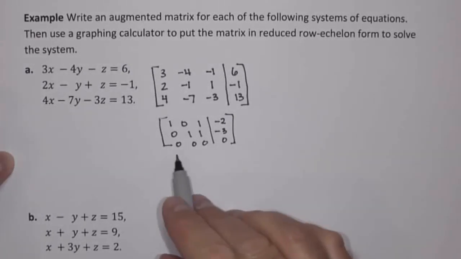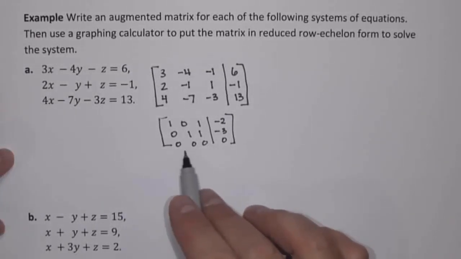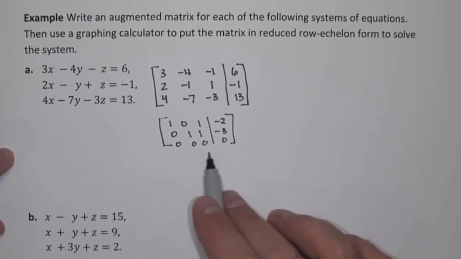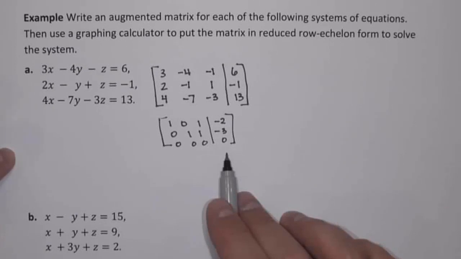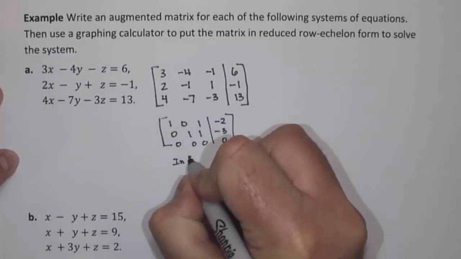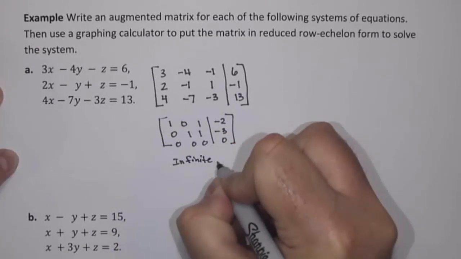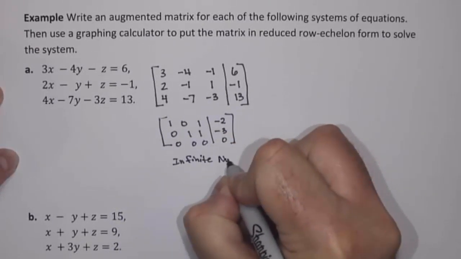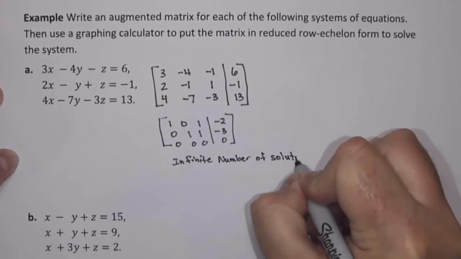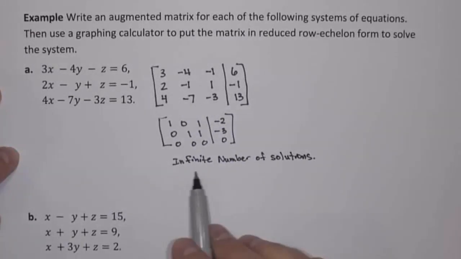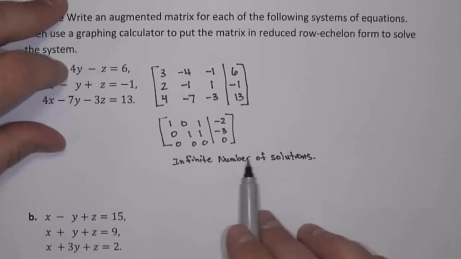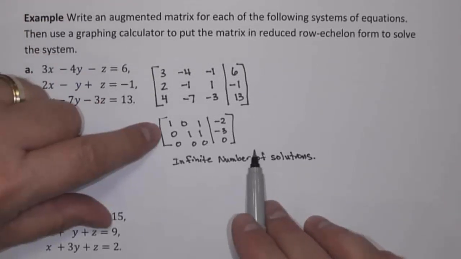Now when I get this full row of zeros, recall that that means we have a dependent system. So this is a situation where we have an infinite number of solutions. The fact that we've got that full row of zeros tells us that we have an infinite number of solutions. Now that doesn't mean that all solutions work. That just means there's an infinite number of solutions, and so we need to describe those solutions.